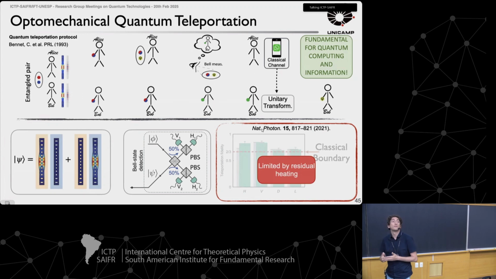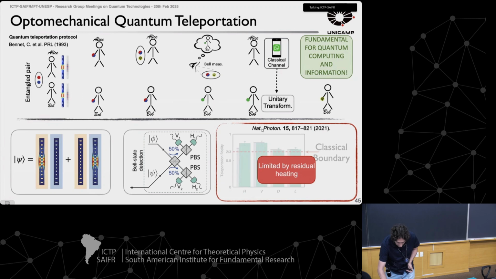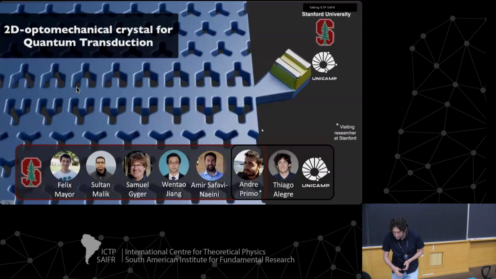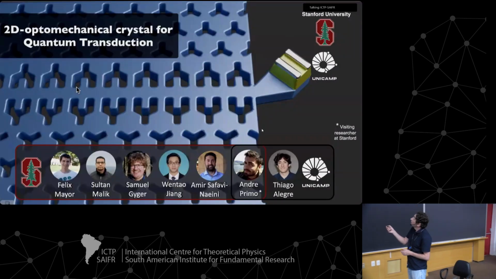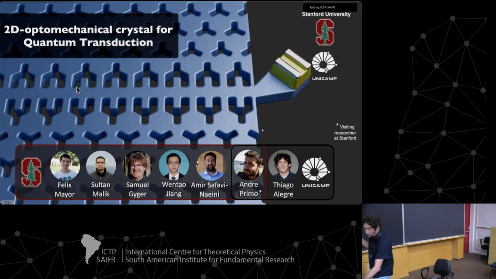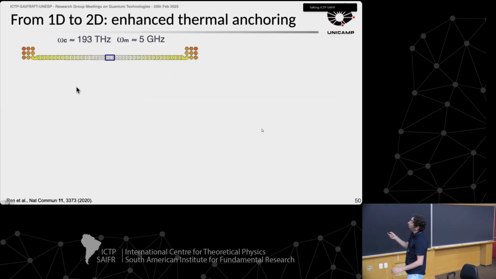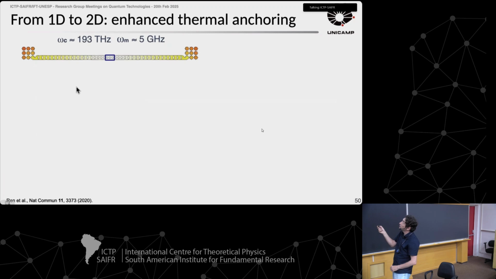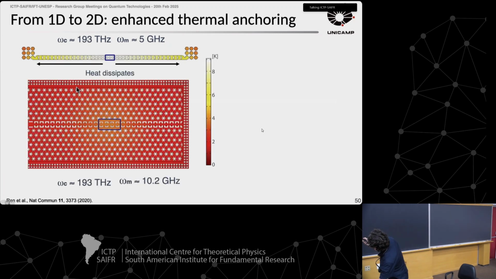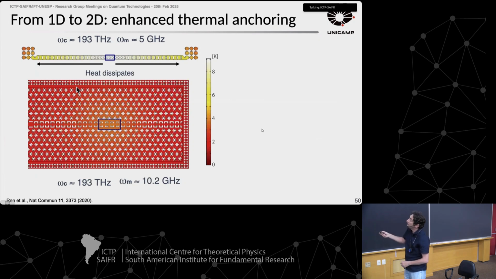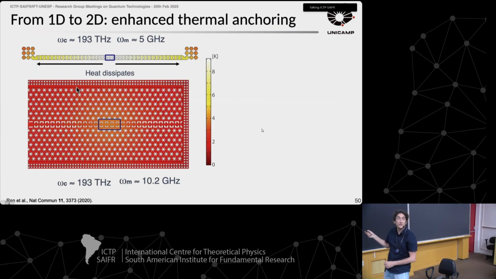So we need to have a better way to actually block the environment from your system. And we have been doing that in two ways. One of them is these 2D systems, where it's a very simple idea. You say, okay, I don't have a 1D state where heat can only flow from one side, but now I have a 2D device that can actually have heat sink from a 2D state.